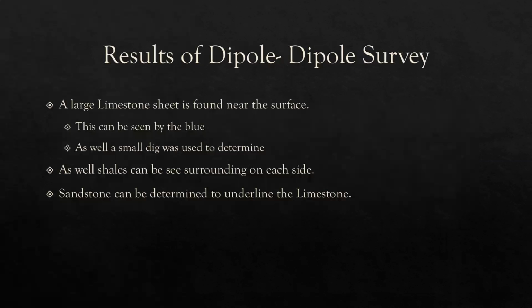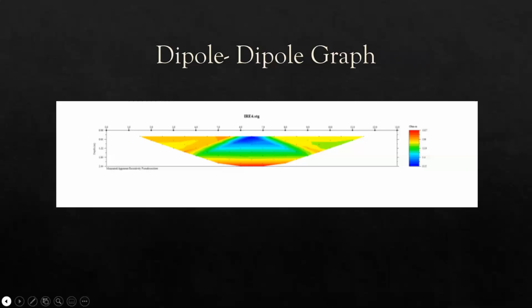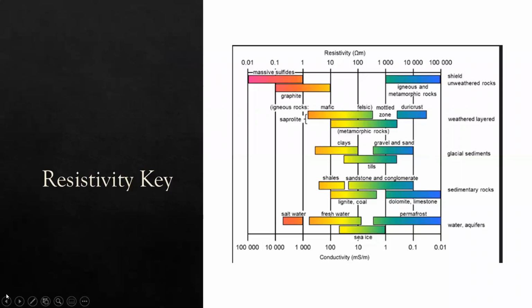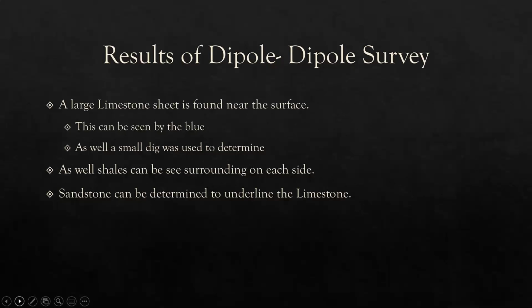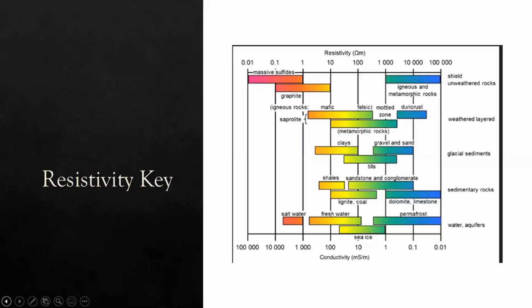And if we go down here, the area shows a large sheet of limestone near the surface, which would have been that blue. If you see down here, it has the limestones and a dolomite in that blue, which you can then see in the center area of this. As well as it shows some shales surrounding on each side, and sandstones possibly can be determined underlying the limestone. If you see, your shales are more of a yellow, and then your sandstones, I am going to guess with this one because of the area.